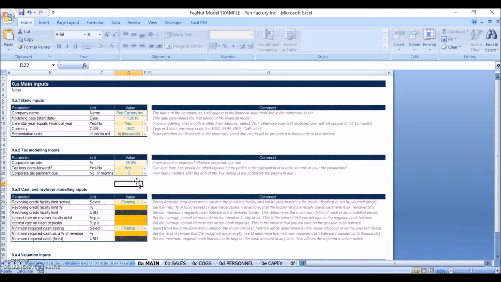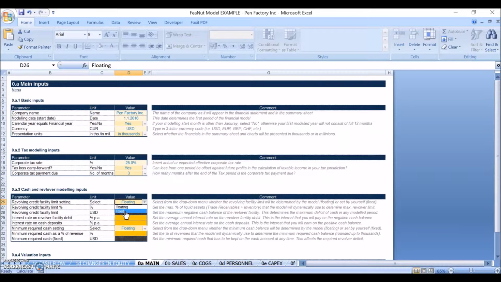The companies very often use so-called revolving credit facilities that are provided by banks. So you have a short-term revolving loan from a bank that has a certain limit, and you can withdraw from that loan to cover your short-term fluctuations and variability of your cash flows. In our model, you can select the limit for this revolving credit facility to be either floating or fixed. So you can actually switch in here and select between those two.